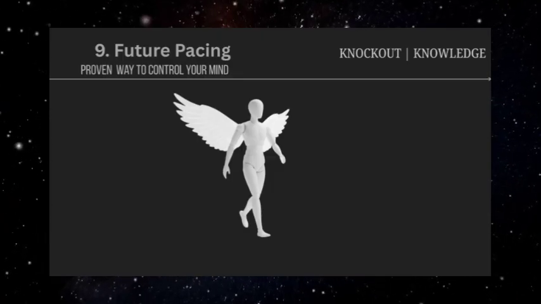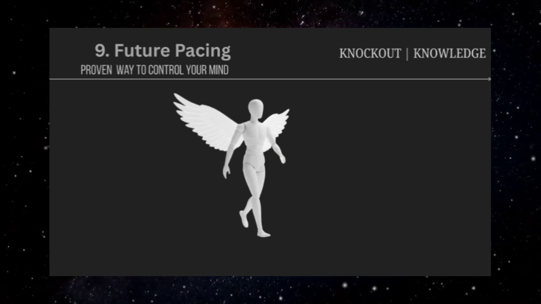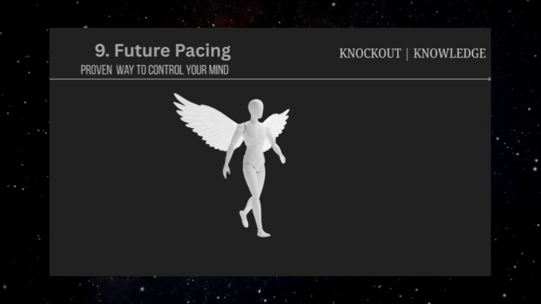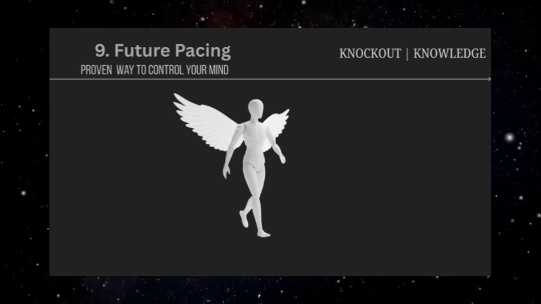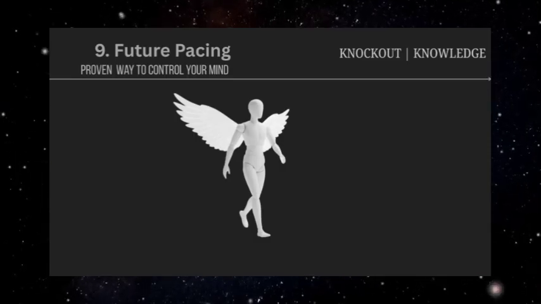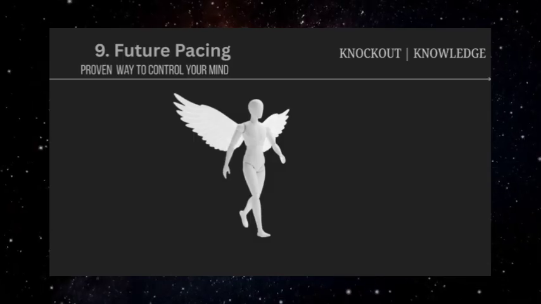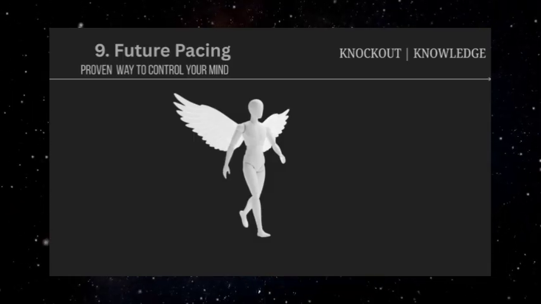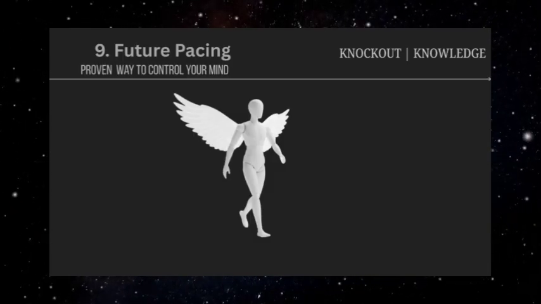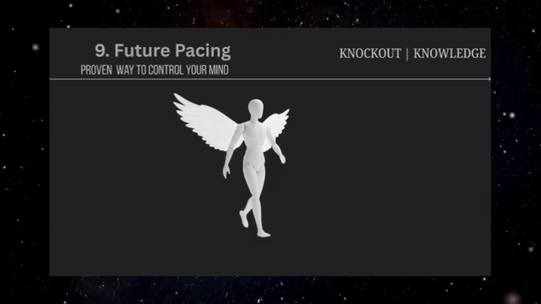Future pacing also exploits our natural tendency to commit to consistency with our stated intentions. Once someone has vividly imagined themselves taking a particular action and experiencing positive results, not taking that action can feel like giving up on their own expressed desires. The manipulator frames inaction as betraying the future self that the person has already visualized.